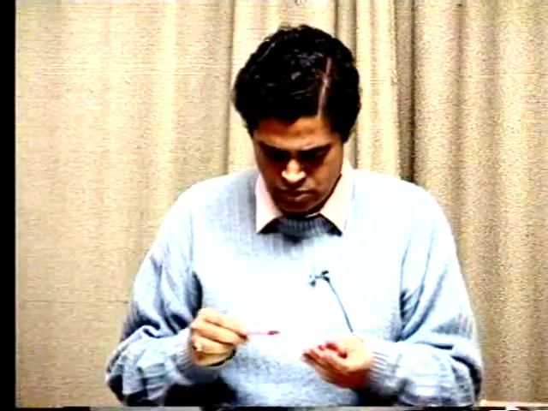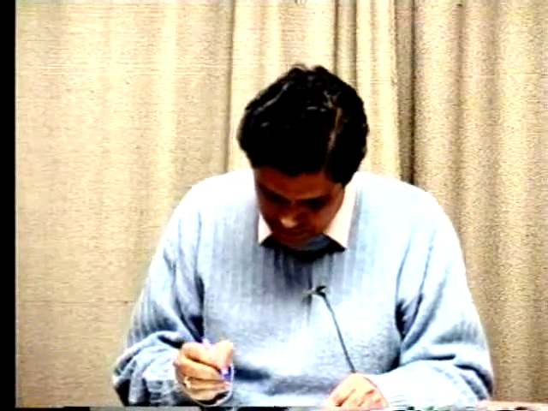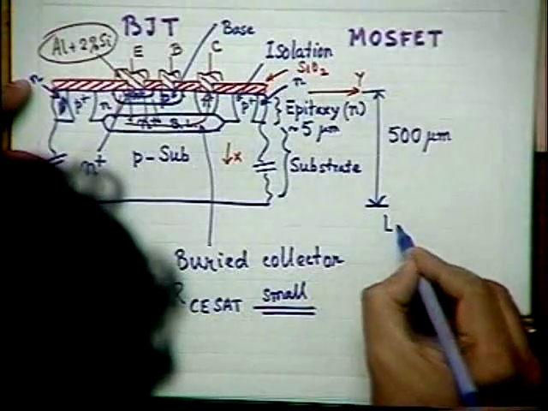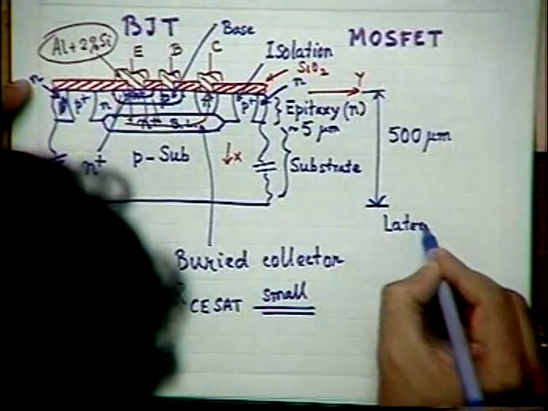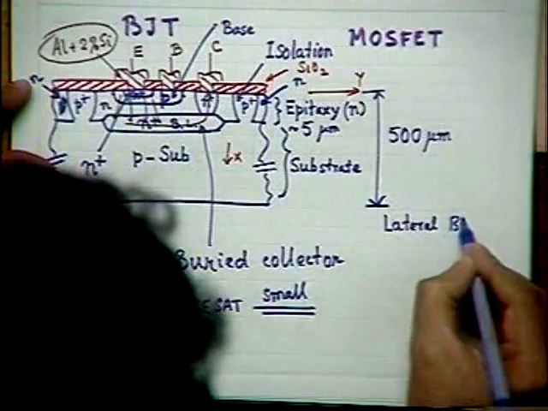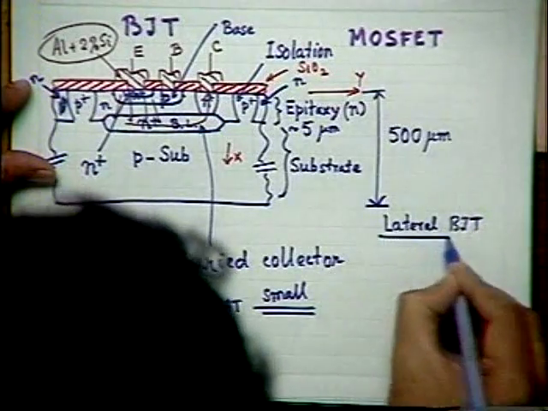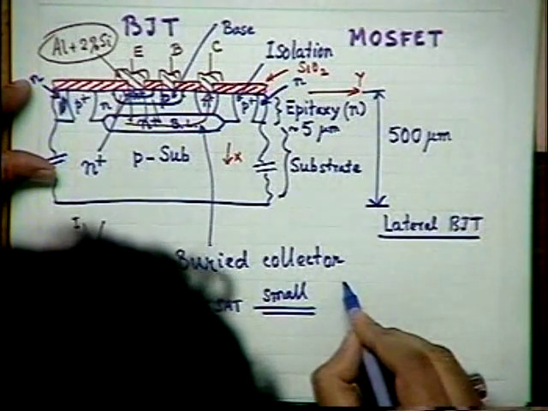In a bipolar IC, most of the transistors are vertical BJTs. On the other hand, some lateral transistors are also used. They look like this. They are called lateral BJTs. I am showing it here. It is something like this. Very simple.